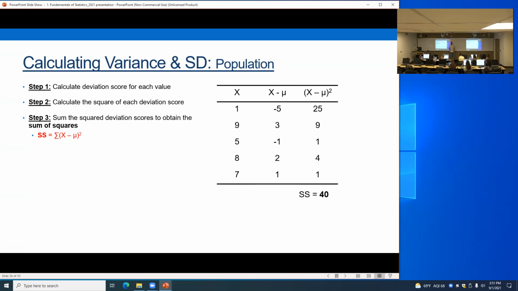By definition, I'm always going to get 0. If I get anything other than 0, I've done something wrong, right? But if I go through and square them, I start to lose some direct interpretation value, but it also gets rid of that negative.